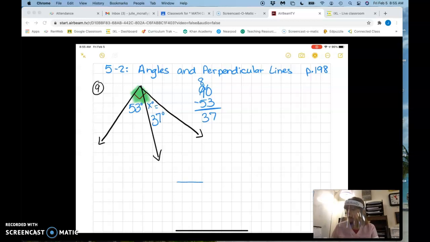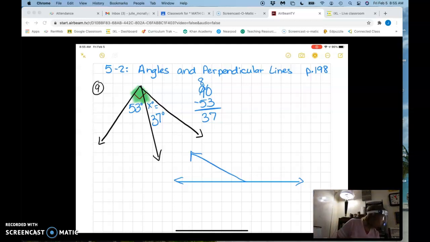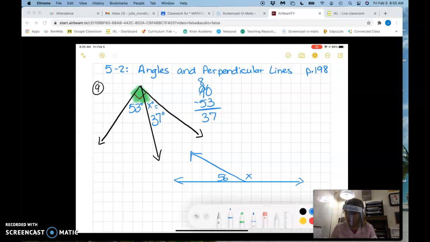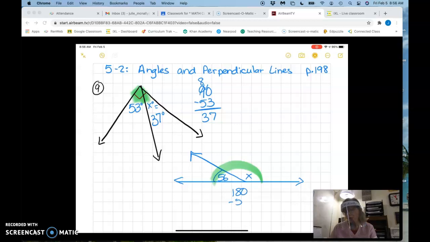Okay. And so, for example, the next one in the book is this type of angle. And so 56 and x. So what would you subtract 56 from to find that angle? 180, yes. So this angle is 180. So you just do 180 minus 56, and that would give you x. Okay? That's all for today, and I'll see you next time.